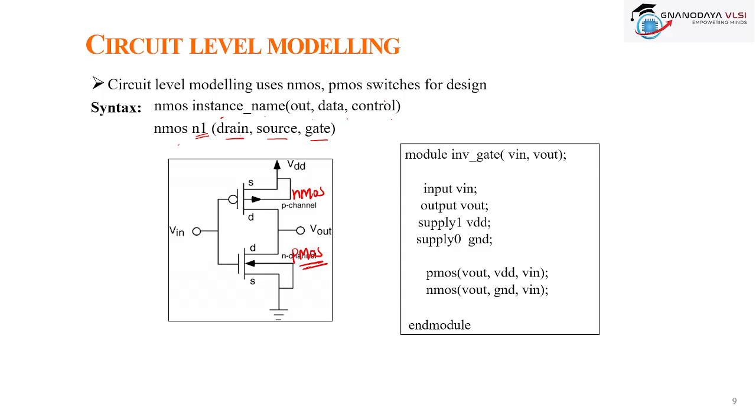Suppose you want to write the code for an inverter. How do you write it? This is A and A bar, and this is the CMOS implementation for the inverter. So, module and module name.